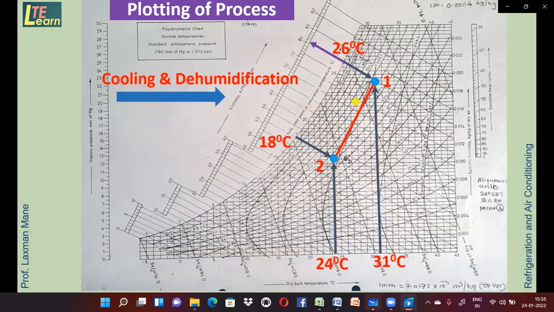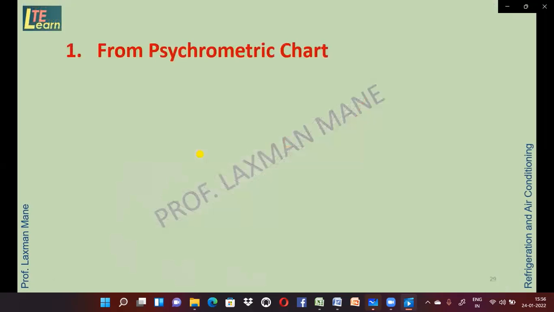When we extend the point number 1 line on the enthalpy scale, we find the enthalpy of air at the inlet, H1. Similarly, from point number 2, extension of this line on the enthalpy scale gives the enthalpy at outlet of the duct in kilojoule per kg. So from the psychrometric chart, write the enthalpies H1 and H2 in kilojoule per kg.